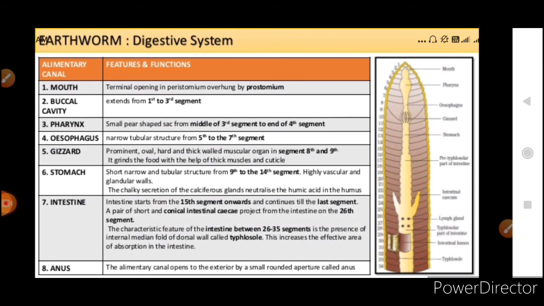The stomach was from 9 to 14, and there was a presence of calciferous glands which help in neutralization of the humic acid present in the humus. The intestine extends from 15 to the last segment, and specifically between segments 26 and 35, it has the typhlosole. That typhlosole is used for increasing the surface area of absorption. And the anus is where the alimentary canal opens to the exterior by a small round aperture.